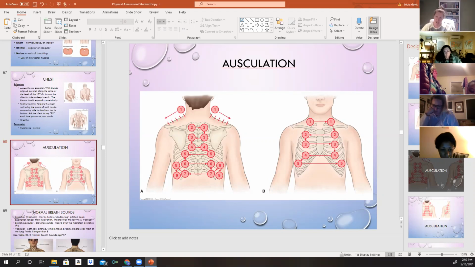So these are the locations of the areas where you're going to listen. You'll always ask the patient to breathe slowly and deeply through their mouth. Make sure that the diaphragm is warm if you can. You're going to put it over top these landmarks, and you're going to listen in a very sequential pattern.